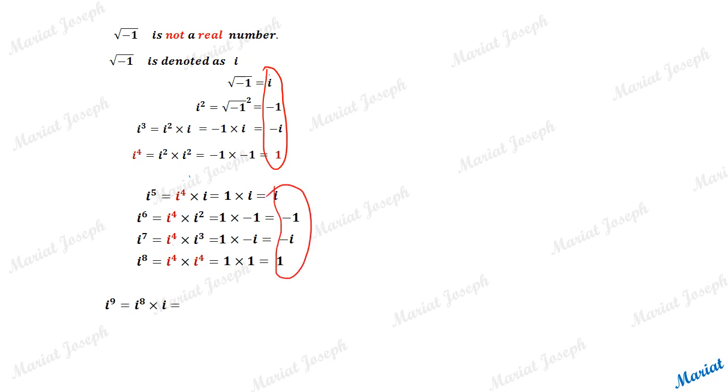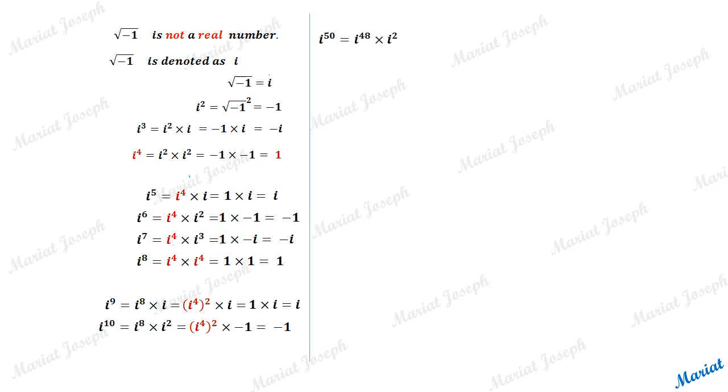That means if you go ahead, i raised to the power 9 can be written as i raised to 8 into i. i raised to the power 8 is 1. So we get i raised to the power 4 to the whole square into i, and therefore it is i itself. Similarly, systematically going ahead, we will notice that this cycle of 4 values will get repeated for the next 4. So, taking a multiple of 4 as power, we can calculate the value of i raised to any power.